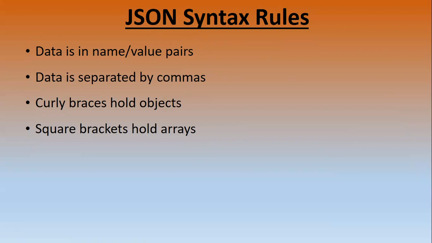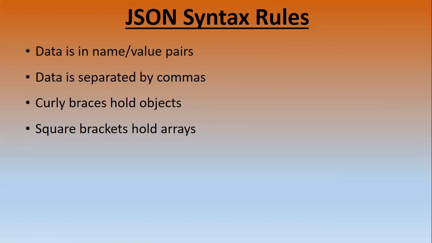And whenever we reach the last key-value pair, there we omit the comma, because that means now it's the end. Curly braces hold objects. Wherever you see curly braces, it means it is holding objects, because JSON is capable of holding a lot of data types. It also holds arrays. Whenever you see square brackets, it means it is holding arrays. And wherever you see curly braces, it means it is holding objects.